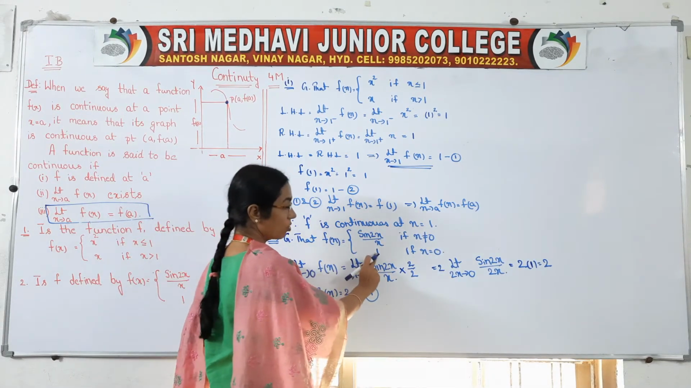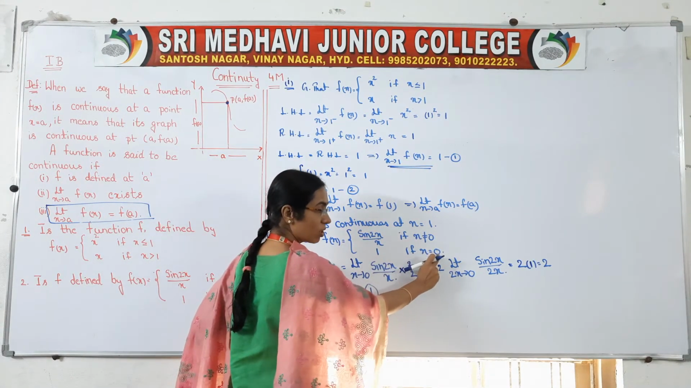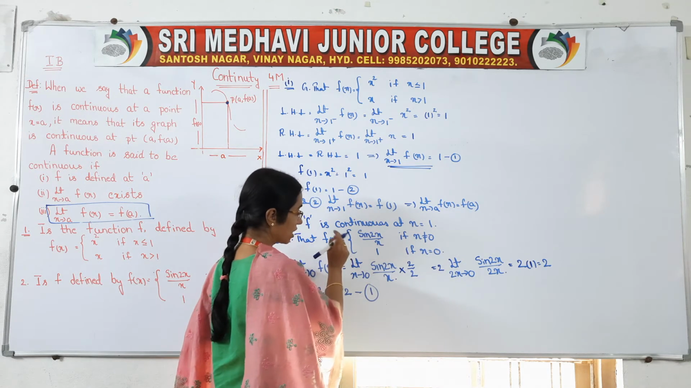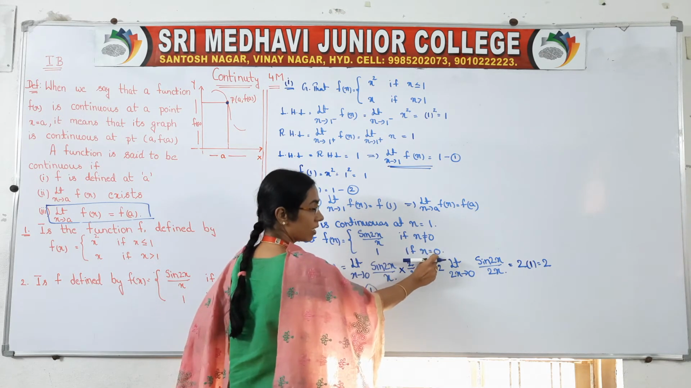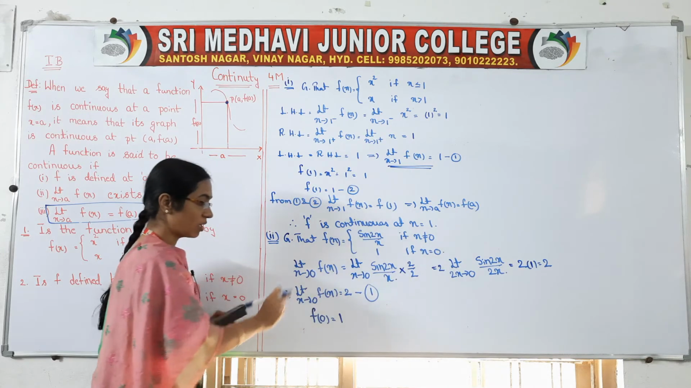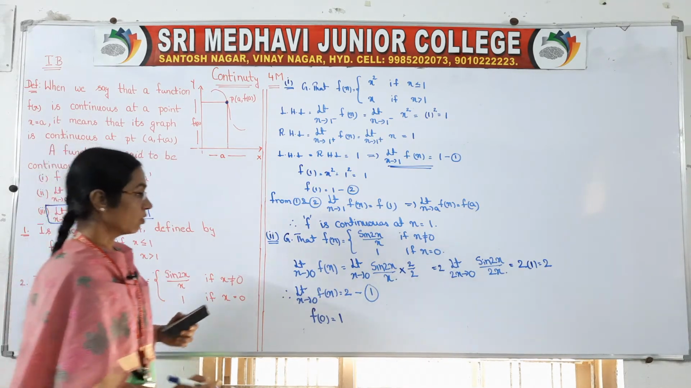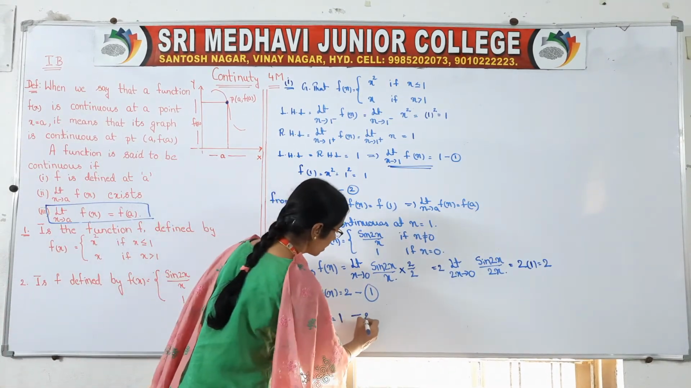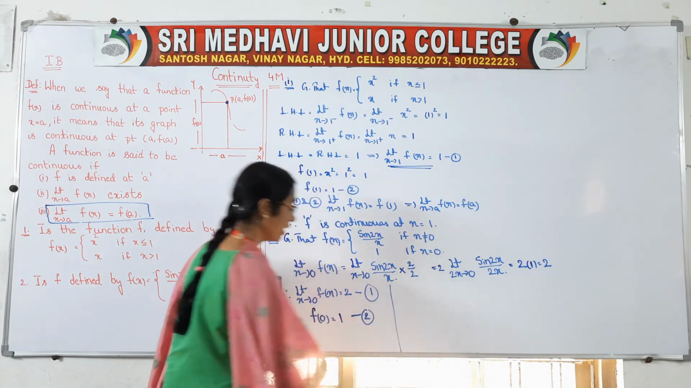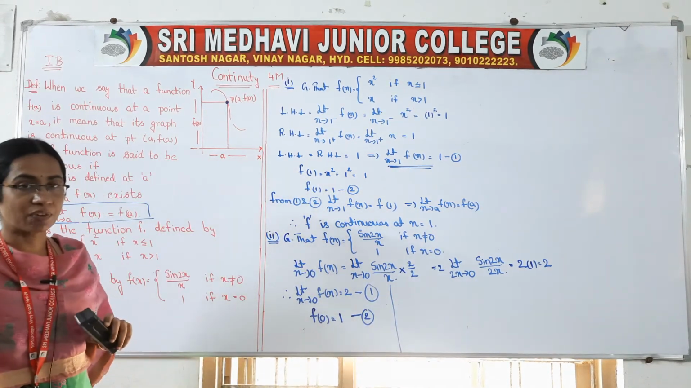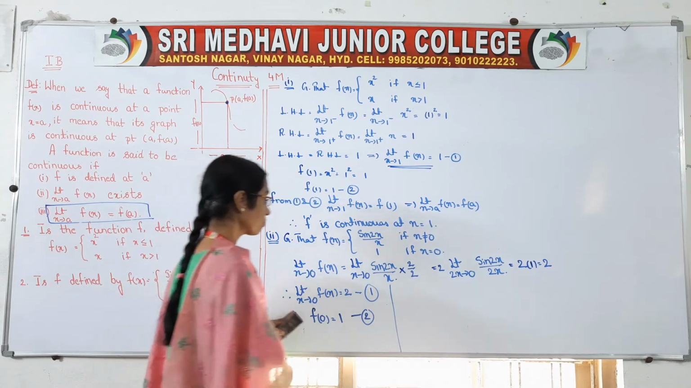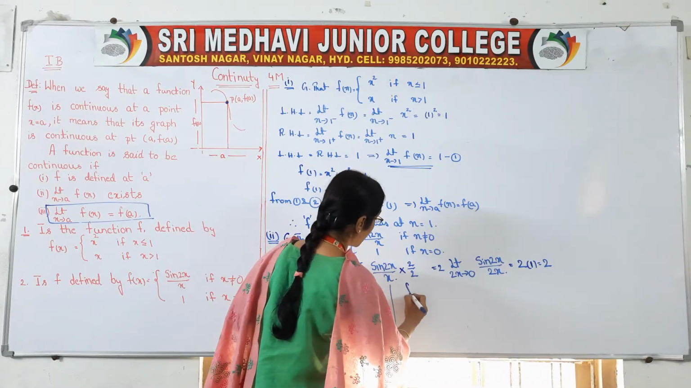F of x value is 1 if x is equal to 0. That means in this function, in x place, if we take 0, then that function value is equal to 1. So that is your second equation. So from 1 and 2, what happens?